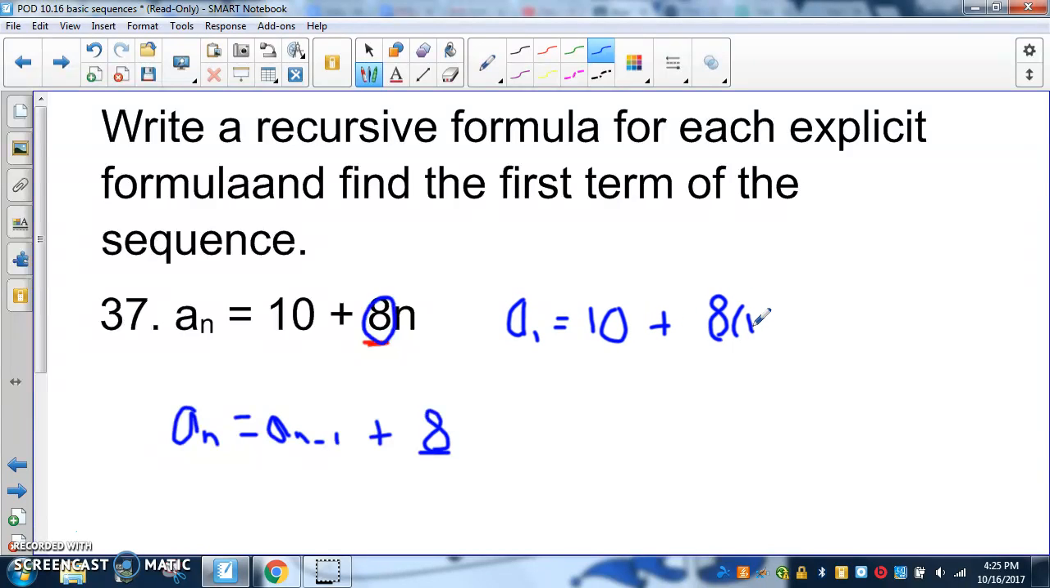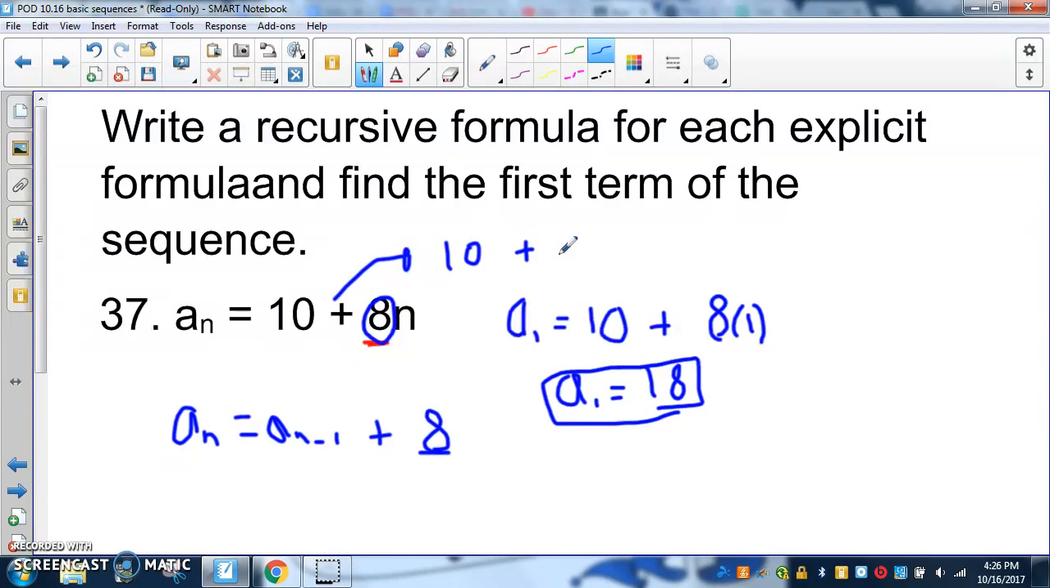And in this case, when I do that, I get 10 plus 8 times 1 is 8, which means I have 18. So a sub 1 is 18, and that's all I had to do. If you want to get really, really fancy and try to rewrite this with an n minus 1, I guess you could think of it like this. This is 10 plus 8 times n minus 1, right?